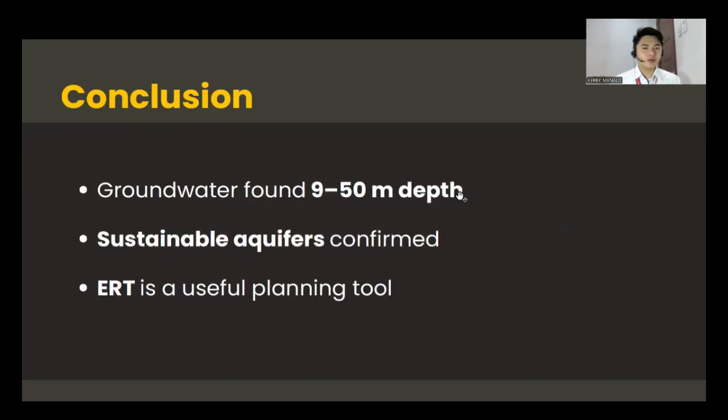To conclude, groundwater was found at depths from 9 to 50 meters. The aquifer shows good yield stability. ERT is a cost-effective, non-invasive method for guiding water resource development in drought-prone areas.